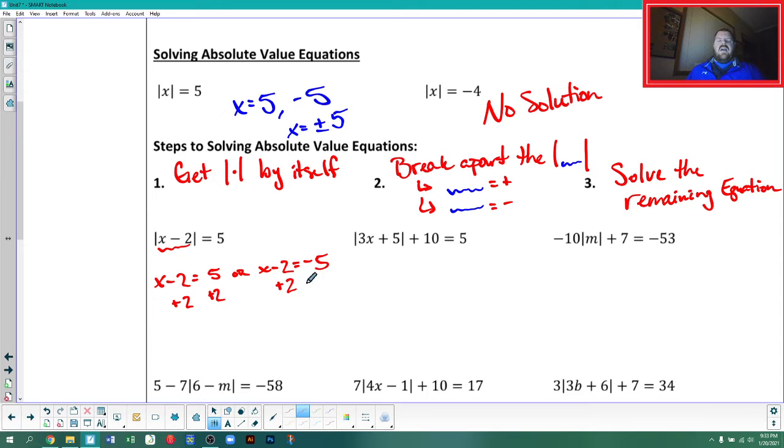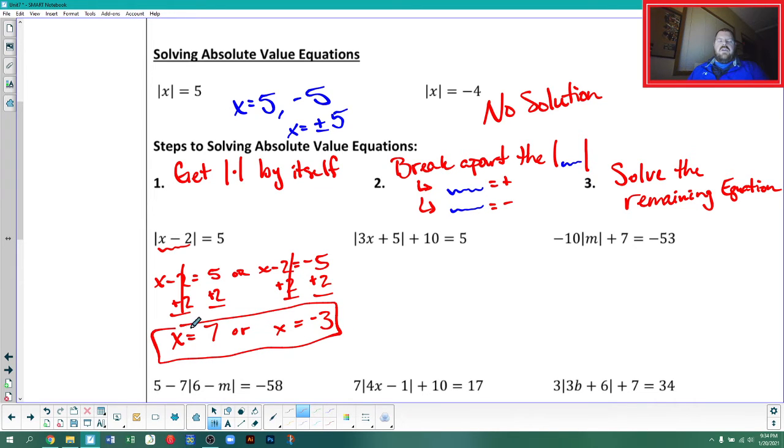In equations, a lot of times I just do both of them simultaneously because I'm doing the same thing here. Since I have x minus 2 in both equations, I just go through and do it. And there's going to be one place where I get different answers. So I get x equals 5 plus 2 is 7, or x equals negative 5 plus 2, which is negative 3. And that's my answer.